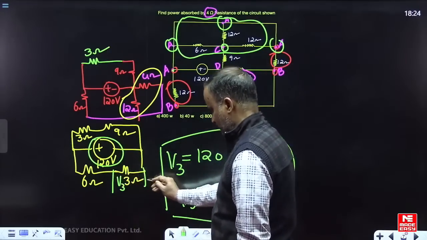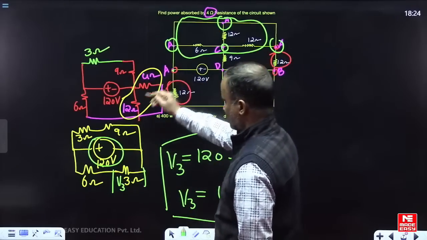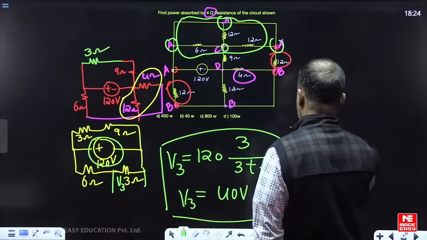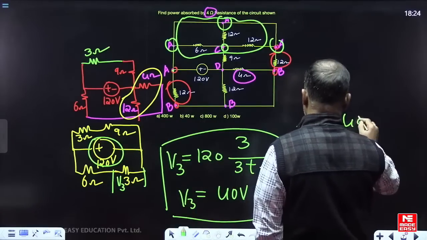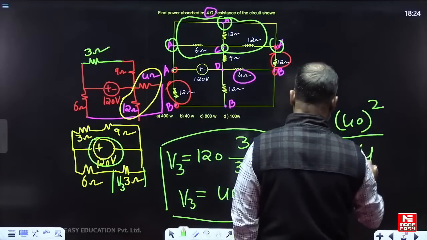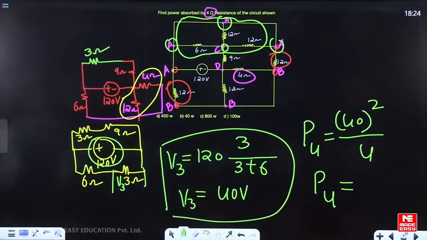The voltage across this 3 ohms is the voltage of the parallel combination, and both are the same, because only for the parallel combination we got the 3 ohm resistor. Then to find the power in the 4 ohm resistor, it is 40 squared divided by the corresponding resistance, 4. Simplify and you get the answer. Very good, many students gave the reply. Some students got 40, something went wrong, check your calculations. 400 is the correct answer, very good.